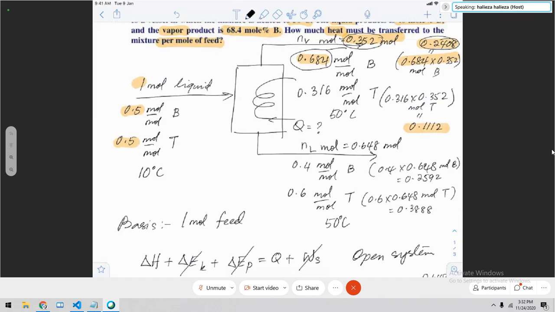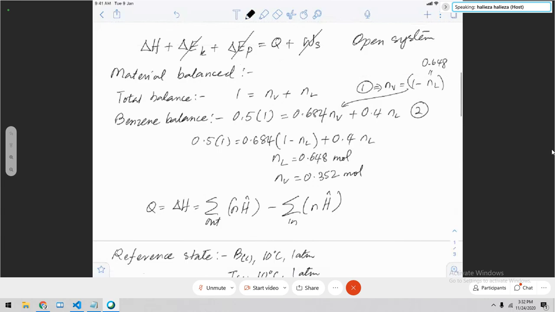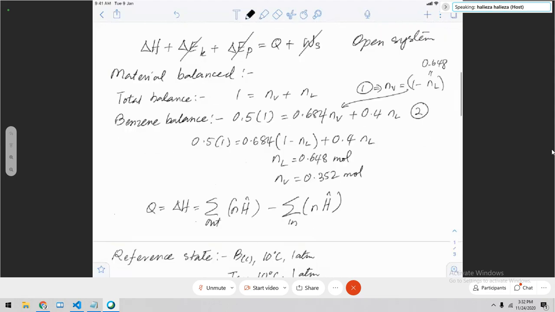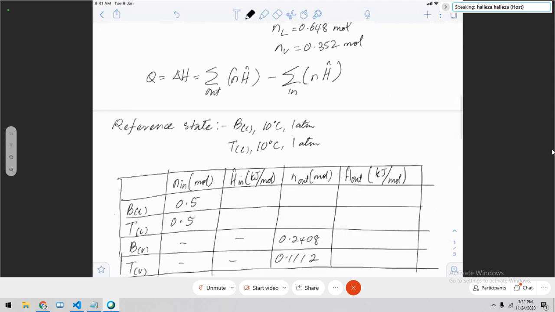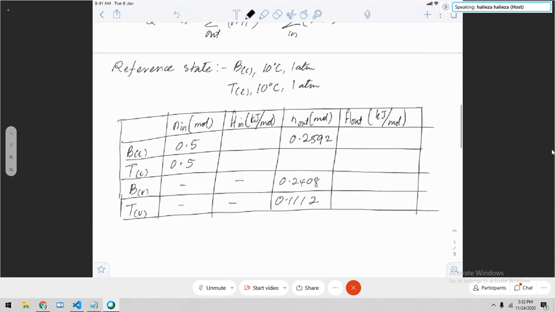So I'm going to write down 0.1112. And for the liquid phase, for the amount of benzene, 0.2592. And for the liquid phase for toluene, 0.3888.